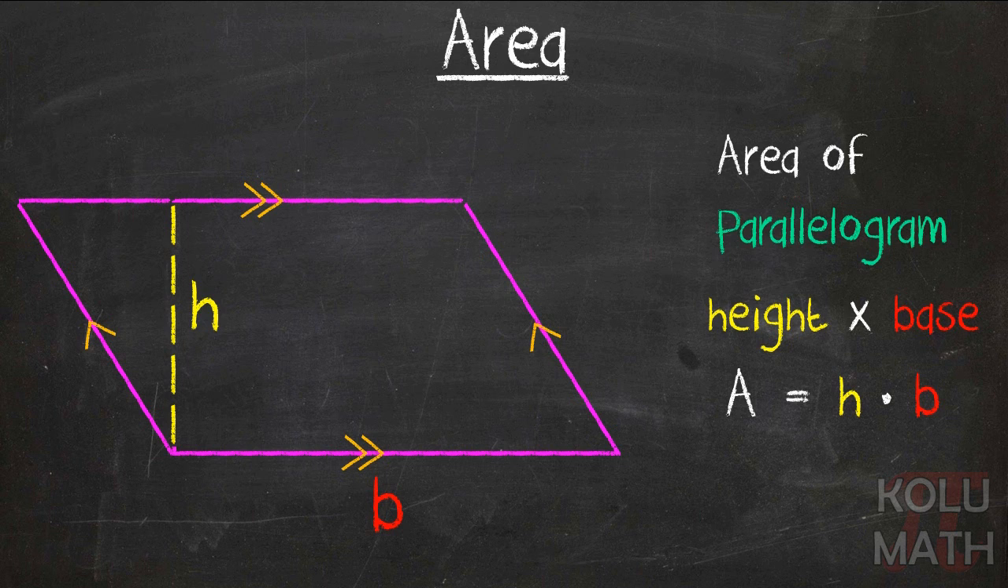But do we have to change the formula? Well, if you remember, all we did was move one corner to the other side. So no, we didn't change the area. We have the exact same equation for calculating the area. Okay?